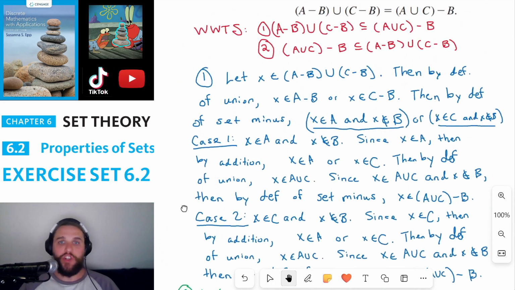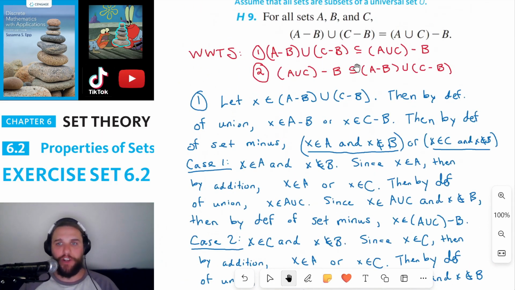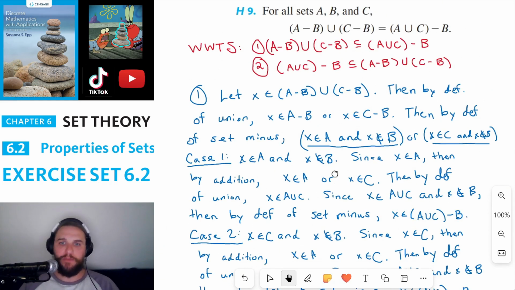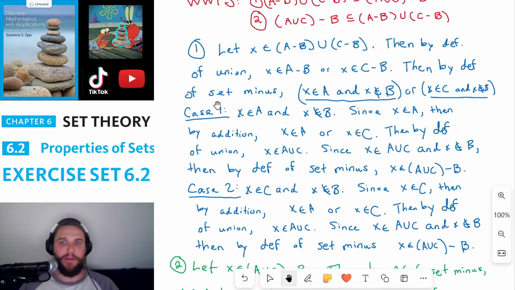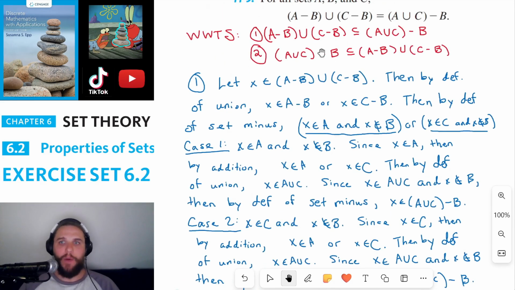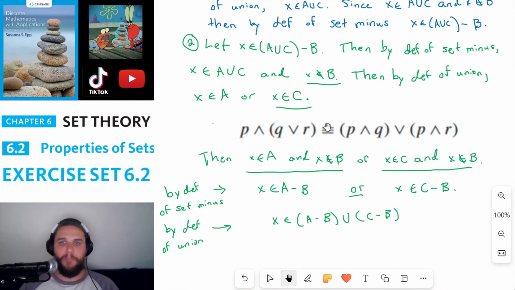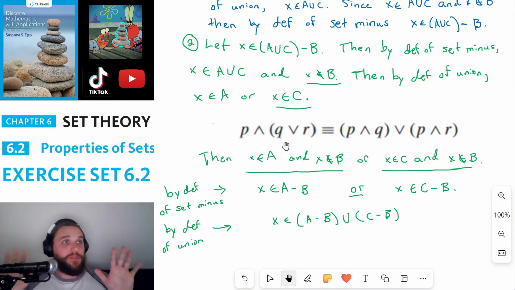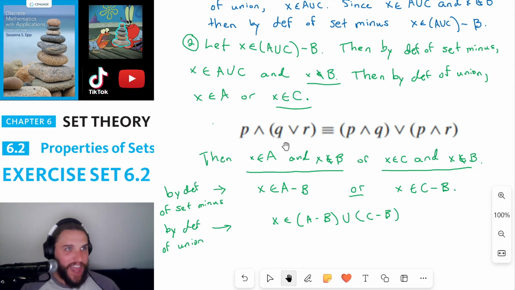So again, there were two main parts of this proof that we wanted to show. We proved the first part by breaking this up into two different cases. And we proved the second part by utilizing the distributive laws. Now, I will say these proofs are really messy. You might be asking yourself, do I really need to write all of this? And the answer is yes. Most teachers will expect you to write all of these details.